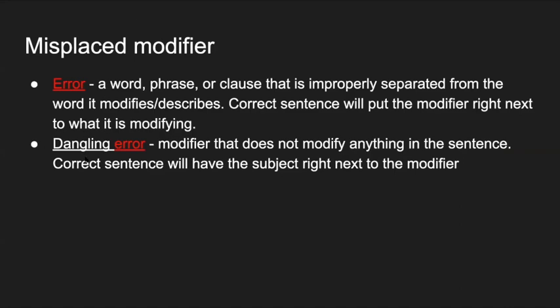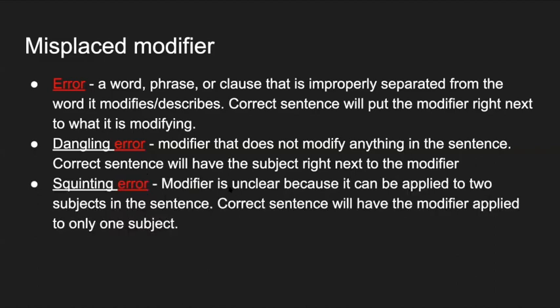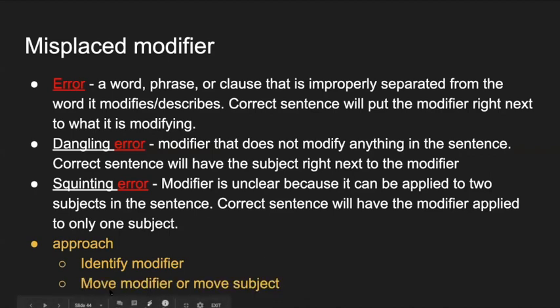Misplaced modifier, dangling error: a modifier that does not modify anything in the sentence. I'll show you guys the dangling error, so please just write this down. And squinting error, misplaced modifier squinting error: the modifier is unclear because it can be applied to two subjects in the sentence. And the approach to solve this is you identify the modifier, and then you move the modifier, or you move the subject.